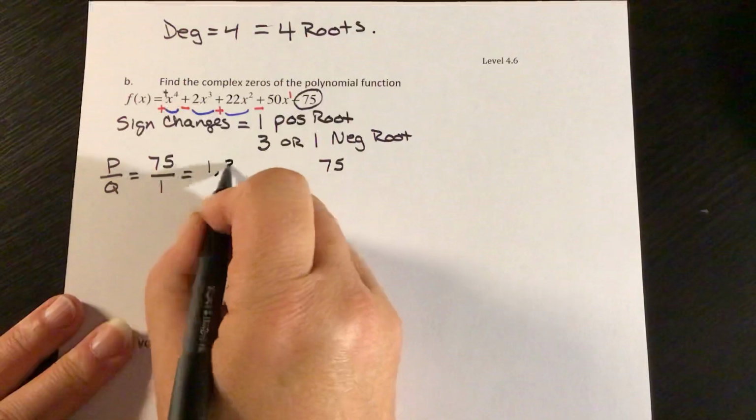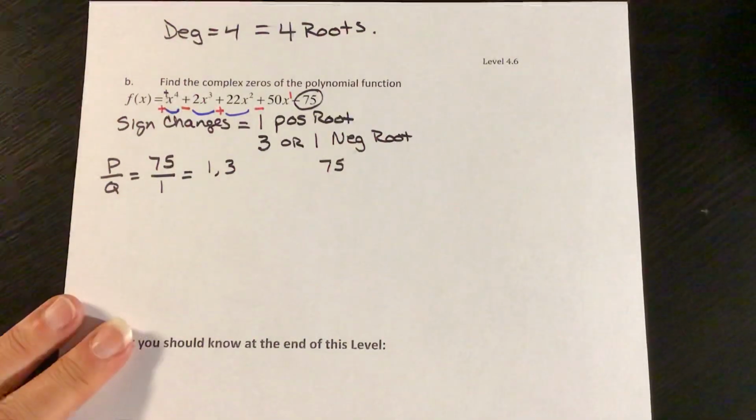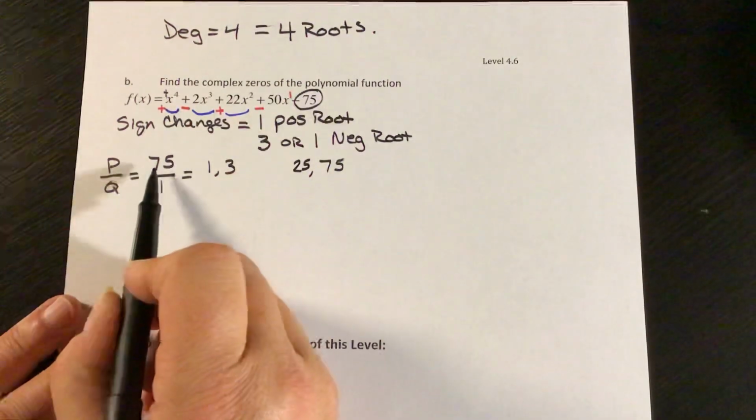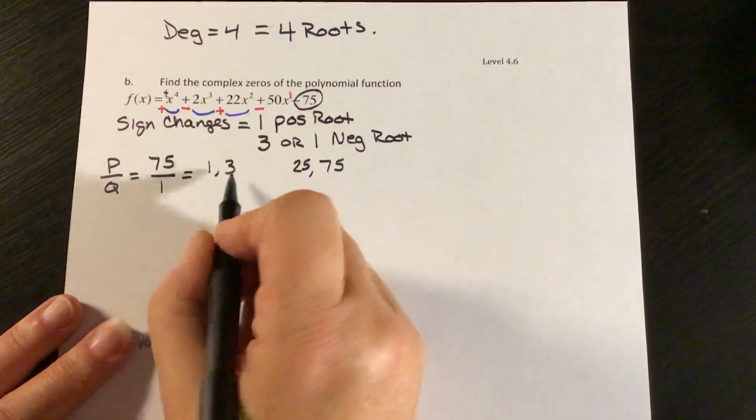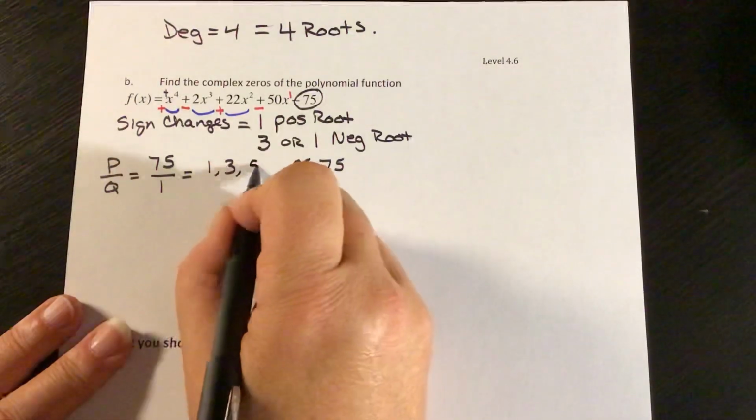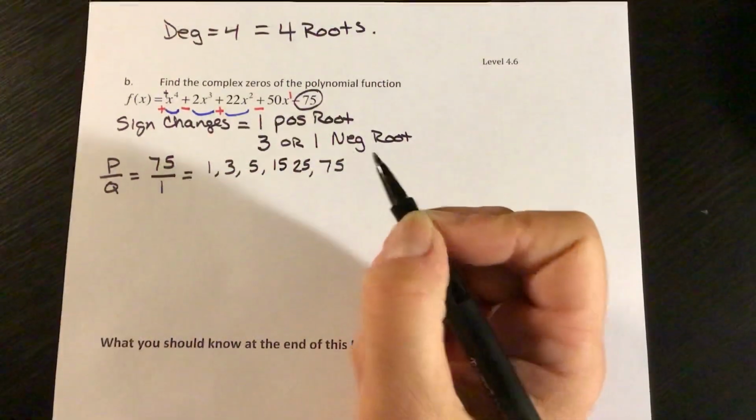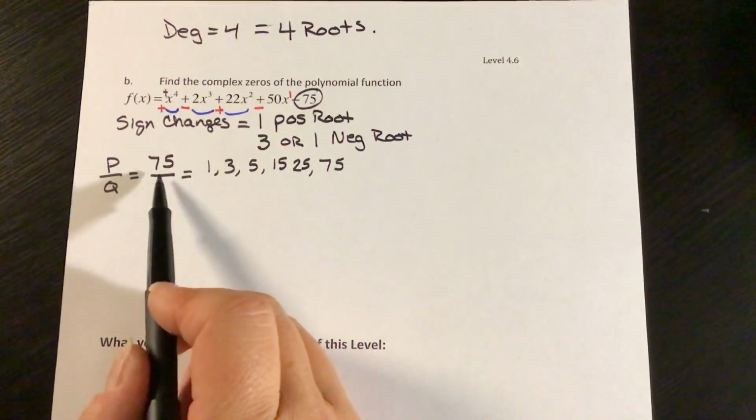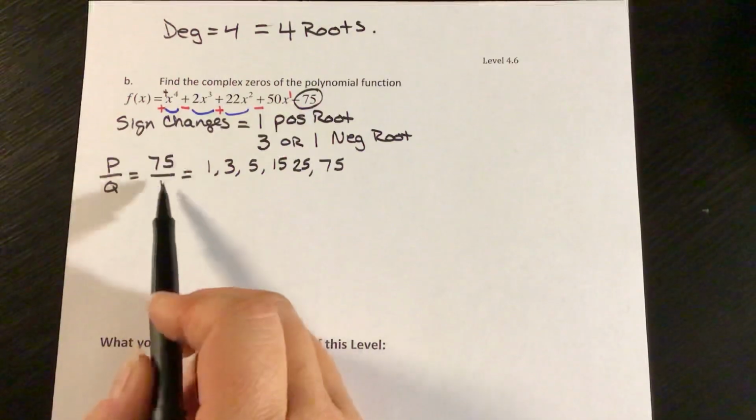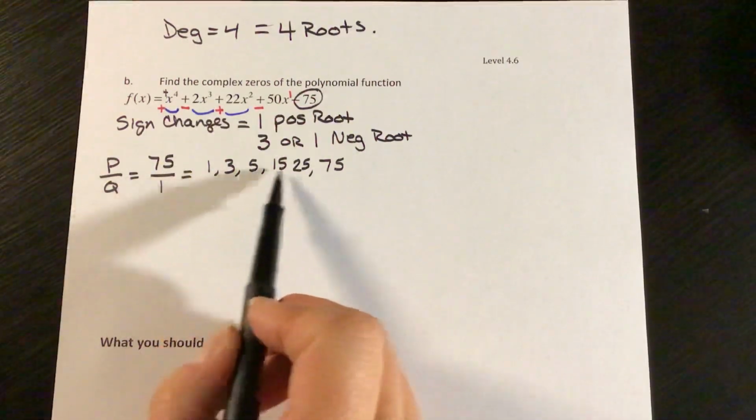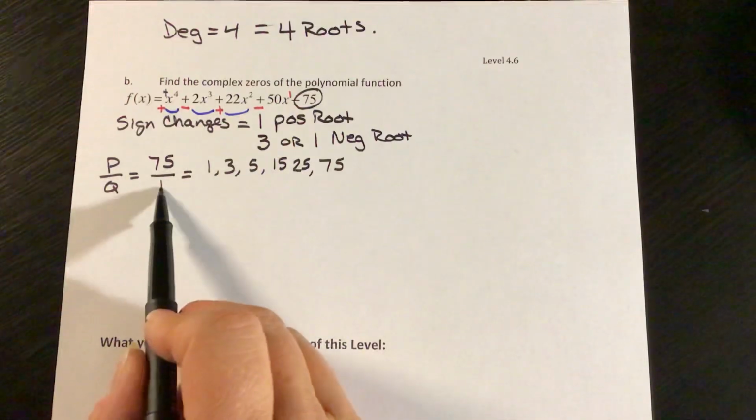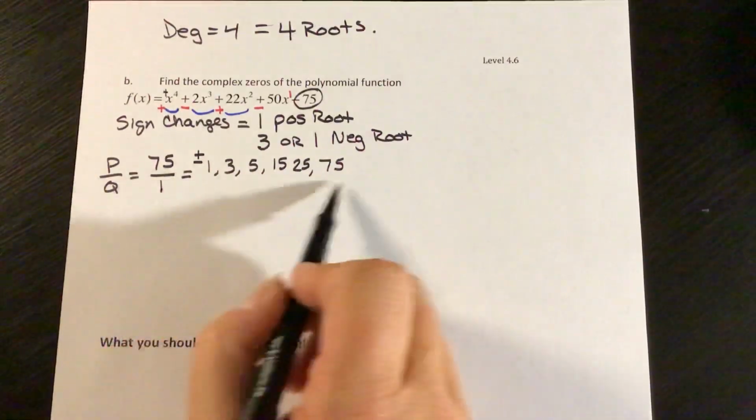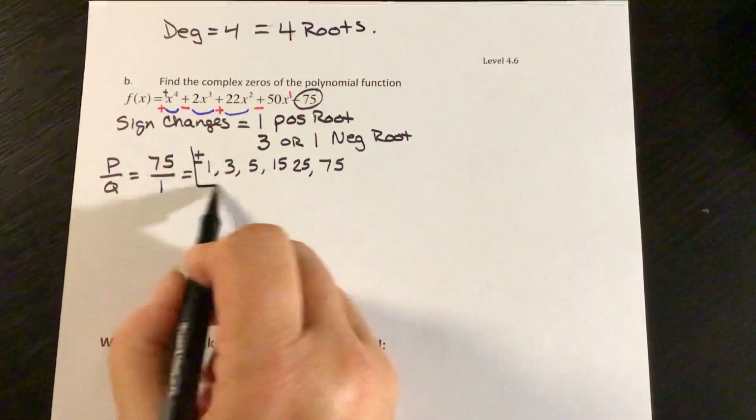3 goes into this because 5 plus 7 is 12, and 3 goes into 12. 3 goes into 75 25 times. 4 does not. 5 will go into 75 15 times. Not 6, not 7, not 8, not 9, and not 10. Usually if you go up to 10, you're covered. So these are my roots. They're all going to be divided by 1. Okay, so I have positive and negative, and these are my possible roots.